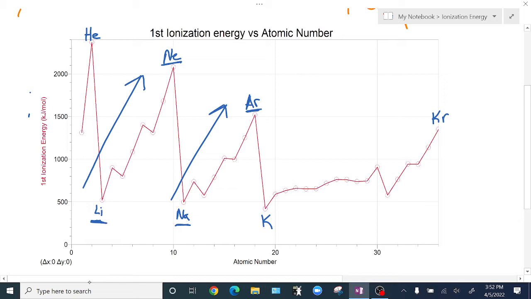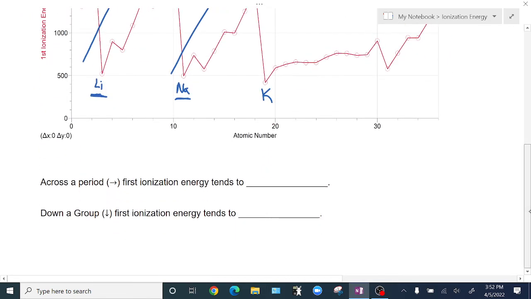So on our worksheet, let's go ahead and label the ionization energy trend across a period. Across a period, we would say that the first ionization energy is going to increase as we go from left to right.